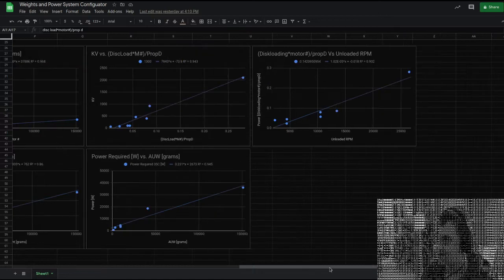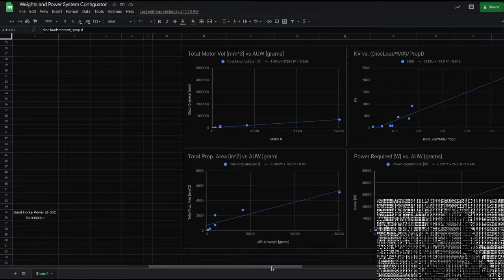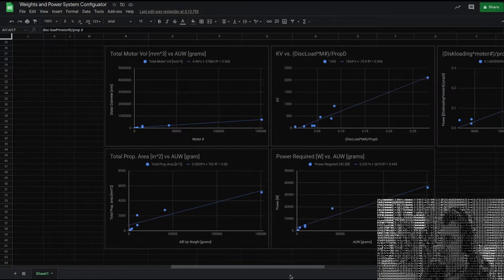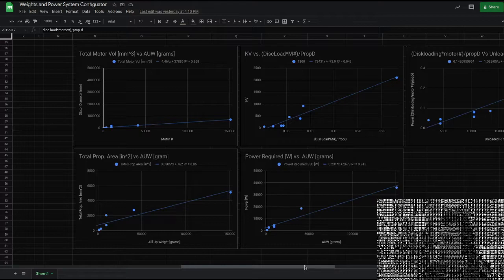What else is there to go over here? Disk loading. Yeah, this is the disk loading. Not sure if I'm using this in anything currently. Total prop area, that's another big one with a total motor volume. And the power requirement versus all up weight is another really essential piece of information.